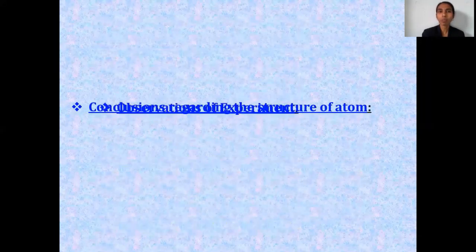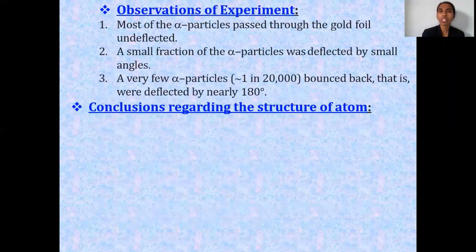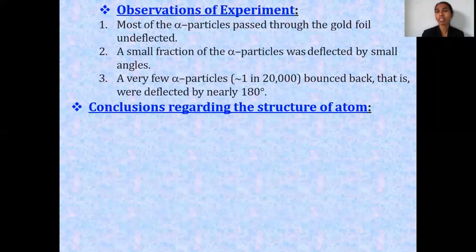Now from this experiment, Rutherford made some observations. Now what is that observation? First observation is that most of the alpha particles pass through the gold foil undeflected. जे बरेचसे अल्फा पार्टिकल काय झाले तर अनडिफ्लेक्टेड राहिले.